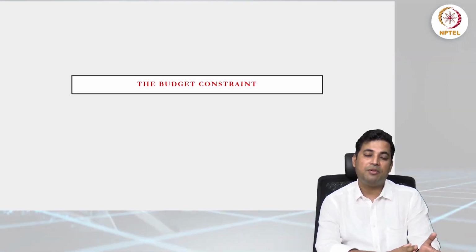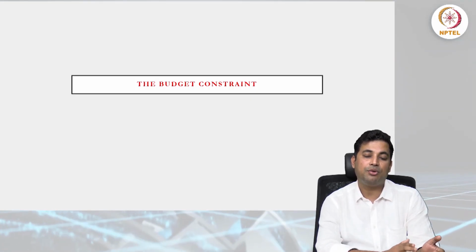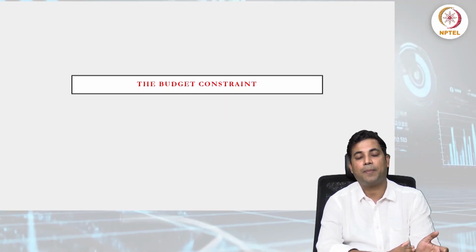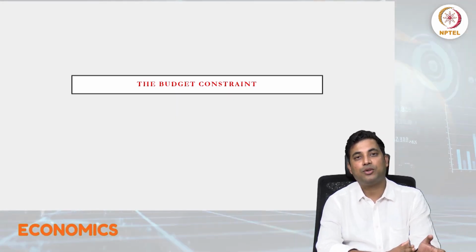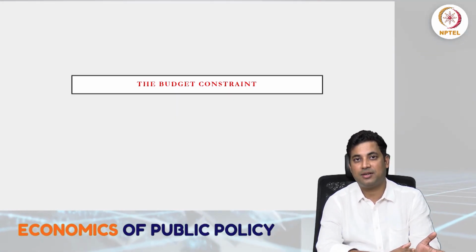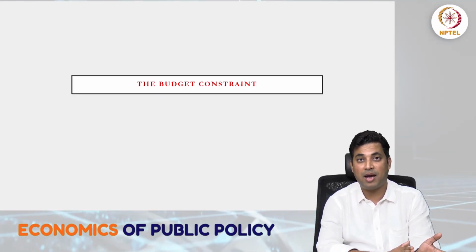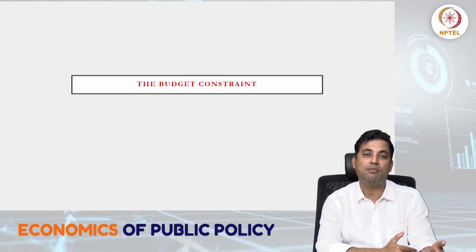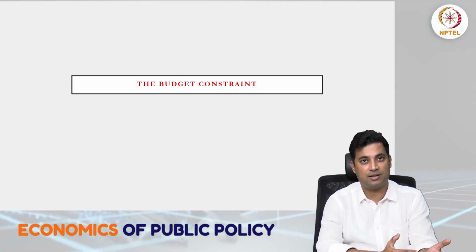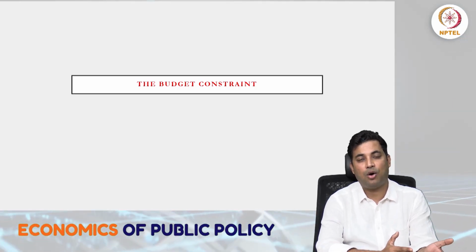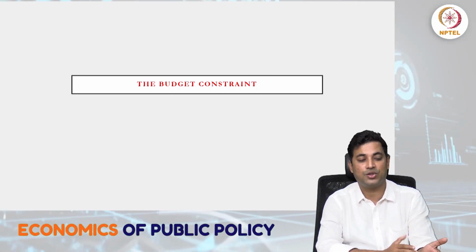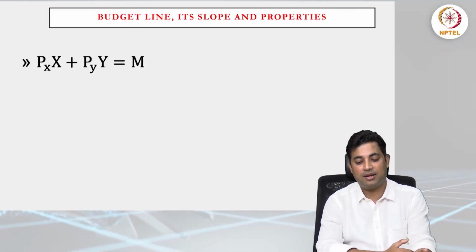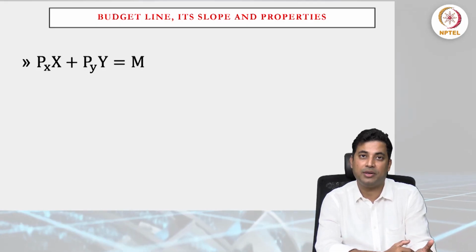In our previous lecture we explained utility and then preferences with the help of indifference curves, and we also understood different properties of indifference curves and indifference maps. Today we'll try to understand how to optimize our utility through indifference curves at the given budget line, when the resources are constrained. So let's first begin with the budget line and its slope and its properties.